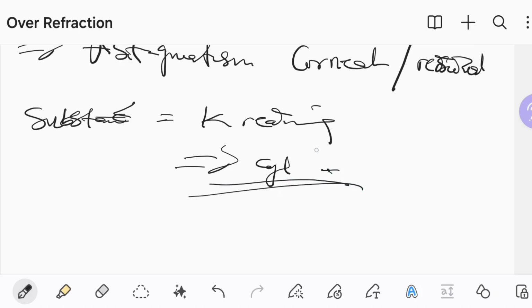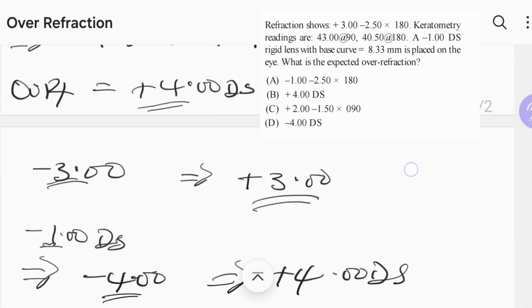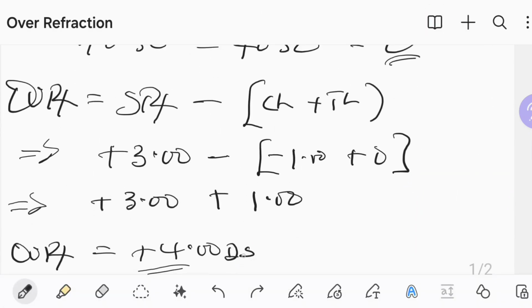But if the K reading was not up to the amount of astigmatism on the prescription, that means you have a residual astigmatism. So in this case, when you subtract 40.43 minus 40.50, it still gives you 2.50 minus 2.50. That shows that this astigmatism here is completely a corneal astigmatism, and a rigid contact lens will be able to take care of it. So I think we've actually understood what I did here. So this is the answer for this question. Thank you.